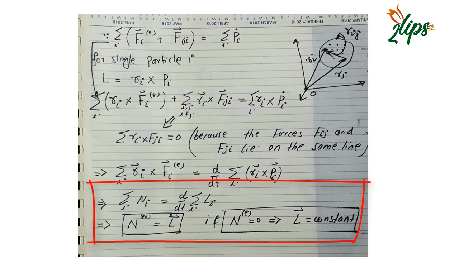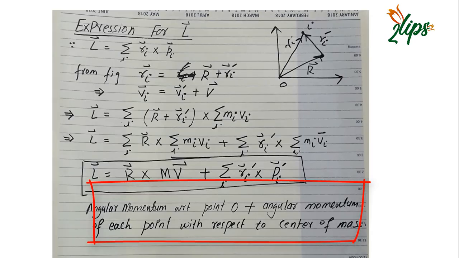which is N equal to L dot. Now we can clearly see that if the total external torque is 0, the left side of the equation becomes 0, and we have L dot equal to 0. So this implies L is constant. It can be put this way: if the total external torque acting on a system of particles becomes 0, then the total angular momentum of that system of particles is conserved.